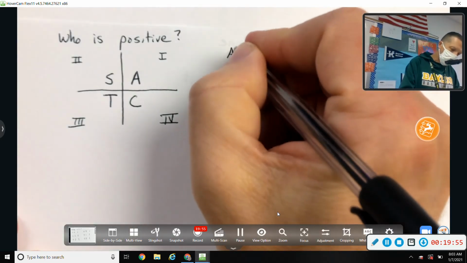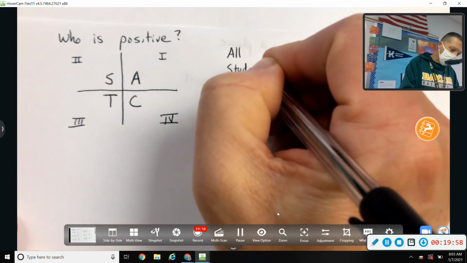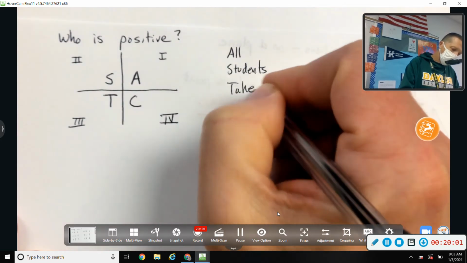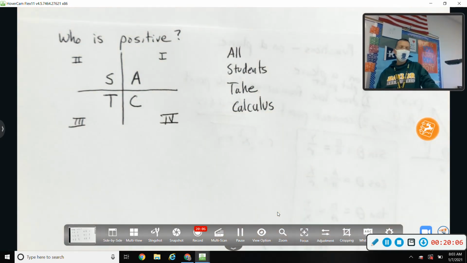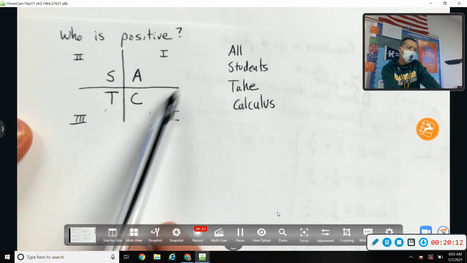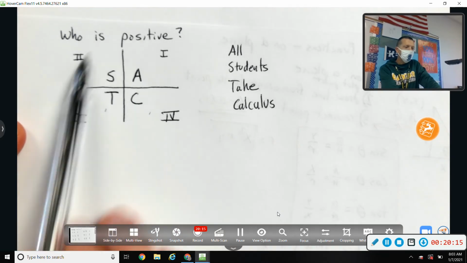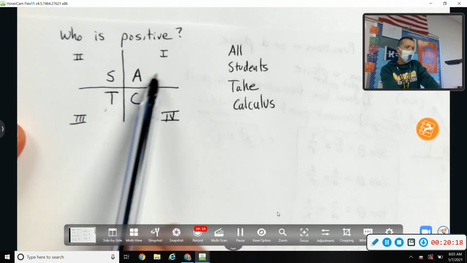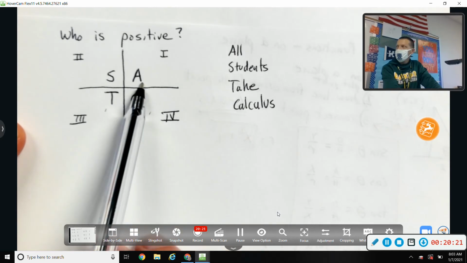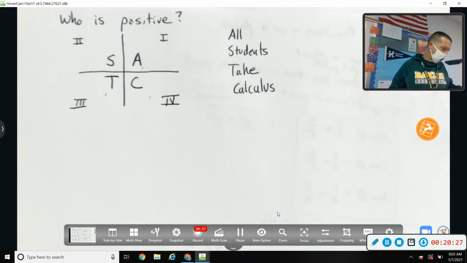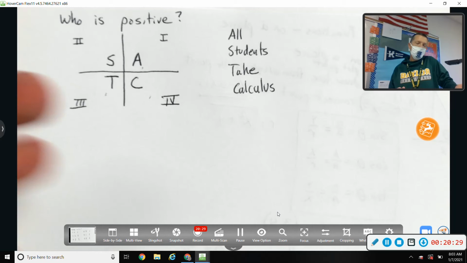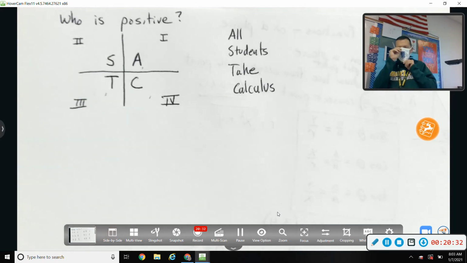So here's how most students remember who's positive where. All students take calculus. Obviously not an entirely factual statement, but it helps us remember: all students take calculus. So on most of the tests going forward, I will see this little picture somewhere, and that's just a quick, easy reminder that in the first quadrant, everybody's positive. Second, third, fourth, who's positive in there. So that's a really good way to check what you're doing. Again, you don't have to do that because it takes care of itself, but it's a real easy way to remember who goes where.